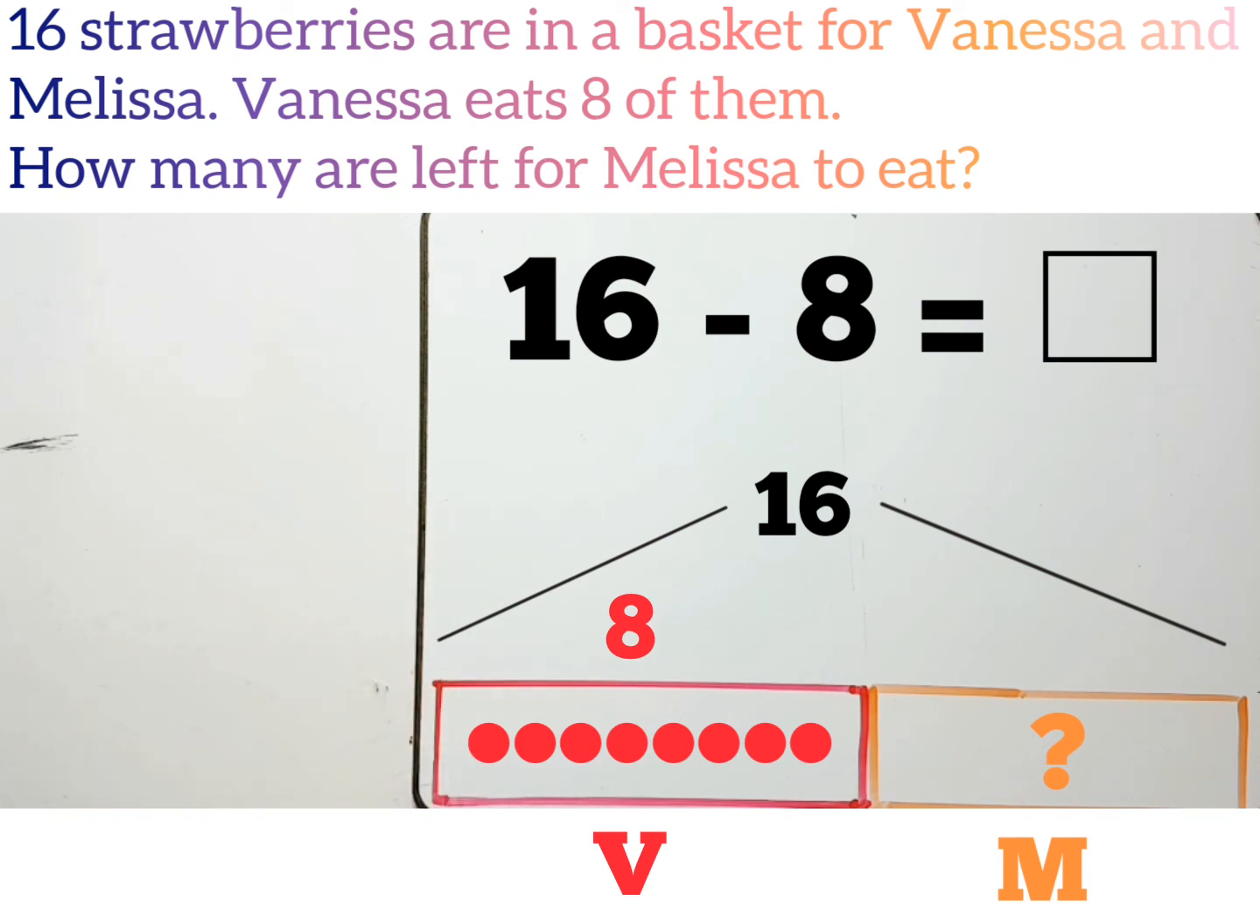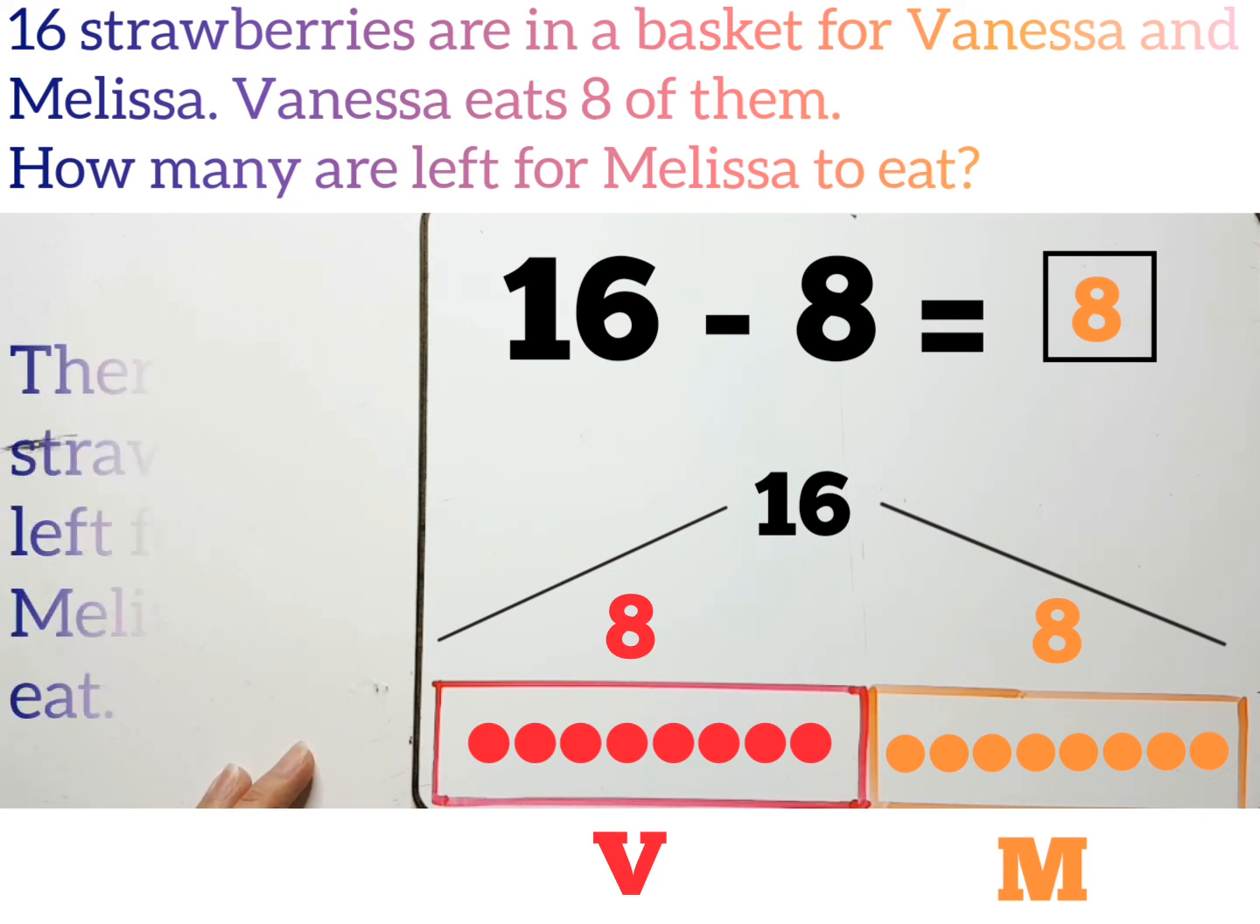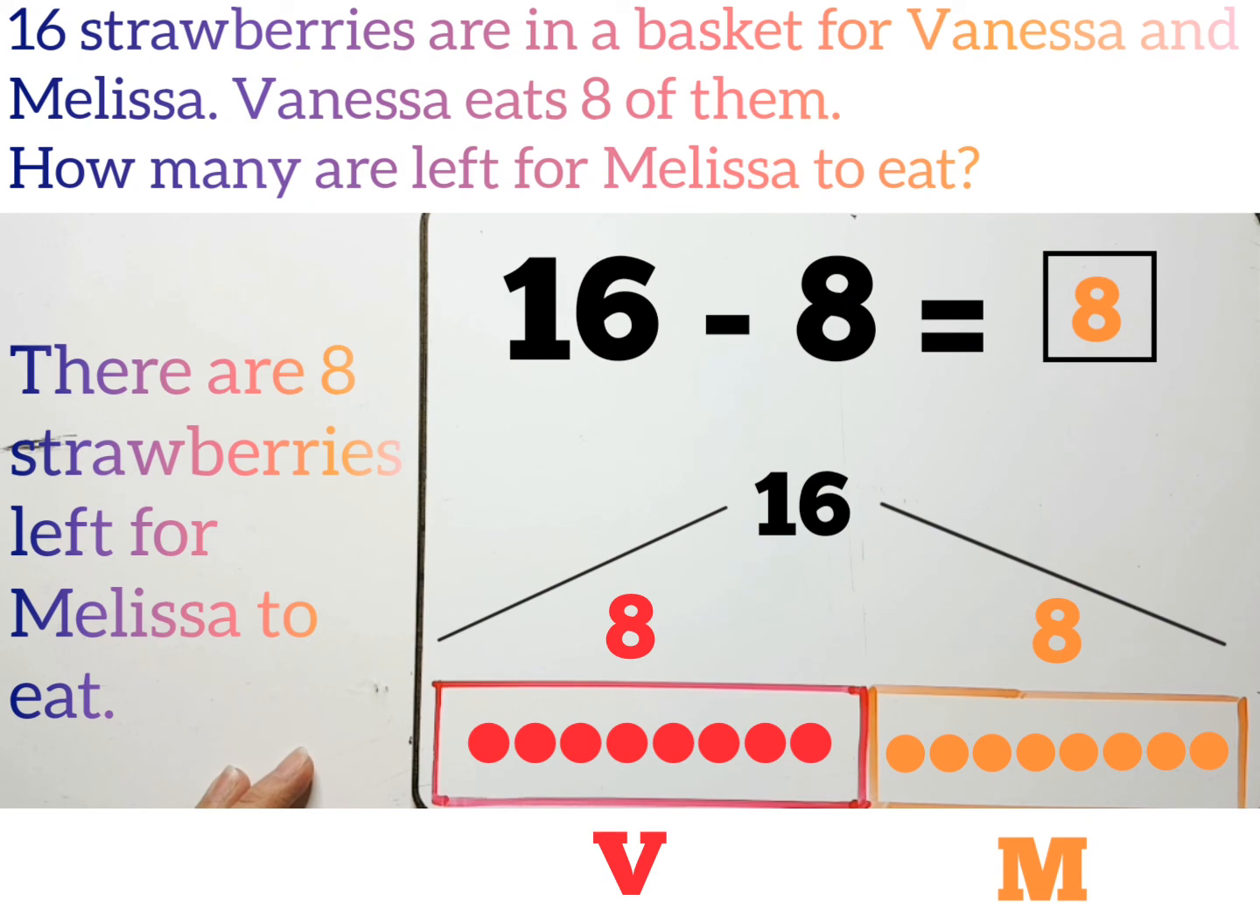Let's count on. 8, 9, 10, 11, 12, 13, 14, 15, 16. My mystery number is 8 because 8 plus 8 equals 16. I made 8 jumps. And my number sentence would read 16 minus 8 equals 8. So my statement would say, there are 8 strawberries left for Melissa to eat.